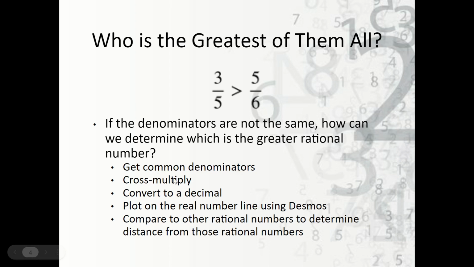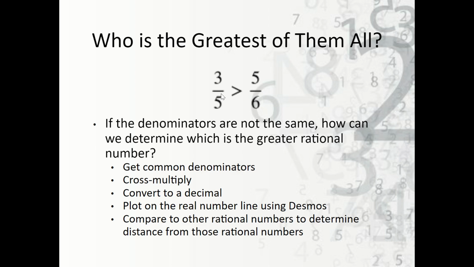We can cross multiply. So 3 times 6 is 18, so this one's equal to 18. 5 times 5 is 25, so this side is greater. We could also convert to a decimal. So I can change 3/5 to a decimal and 5/6 to a decimal. I can plot them on the real number line using Desmos. So I could put in 0, 3/5 and 0, 5/6 and see which one's further along. And lastly, I can compare to other rational numbers to determine the distance.